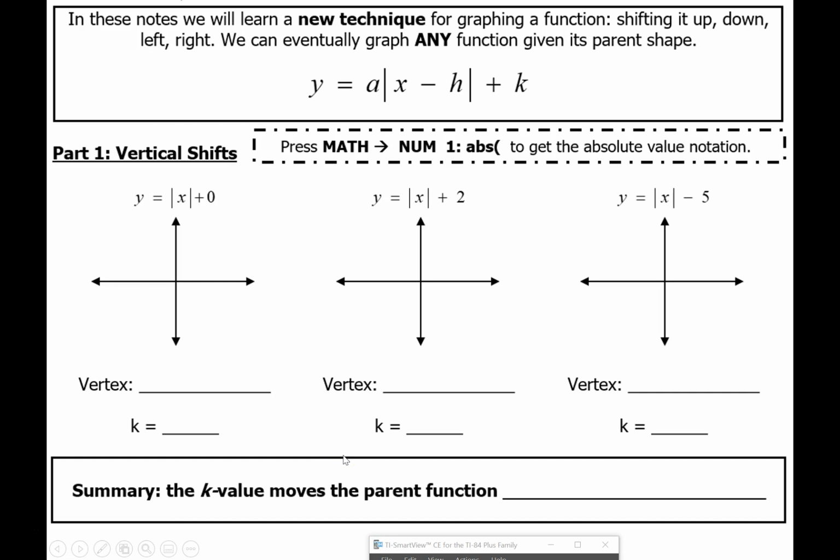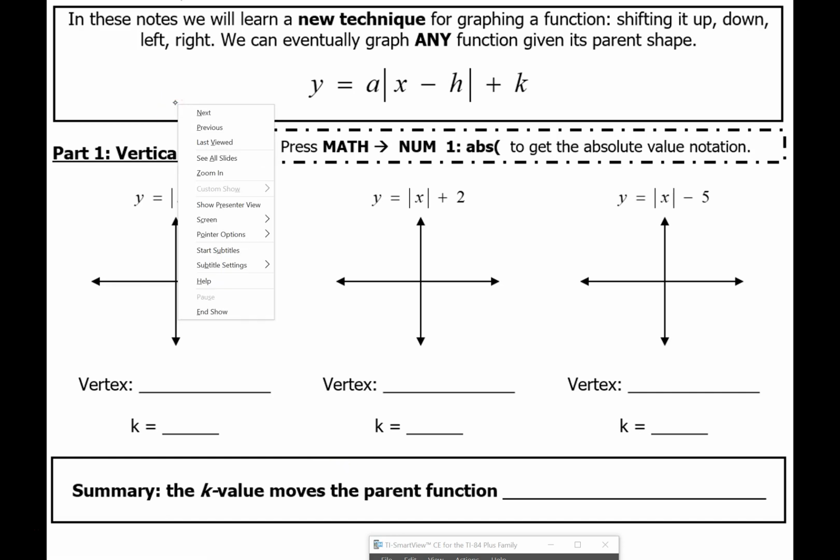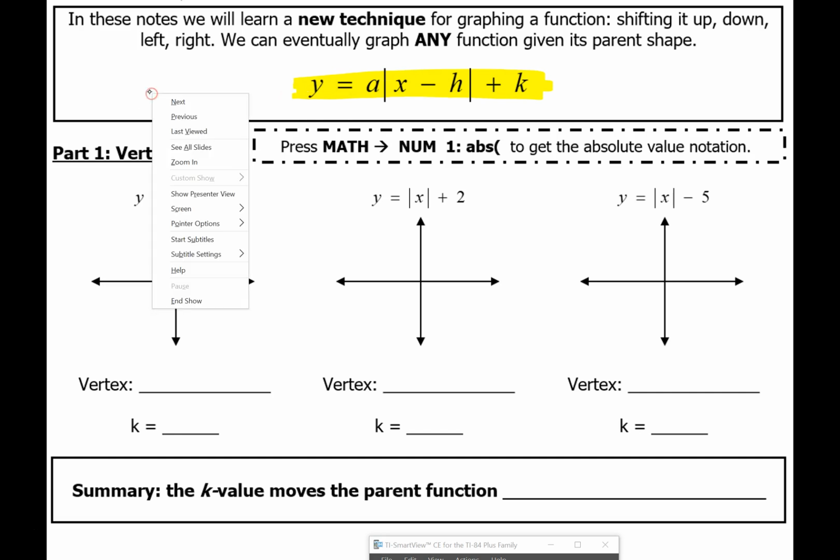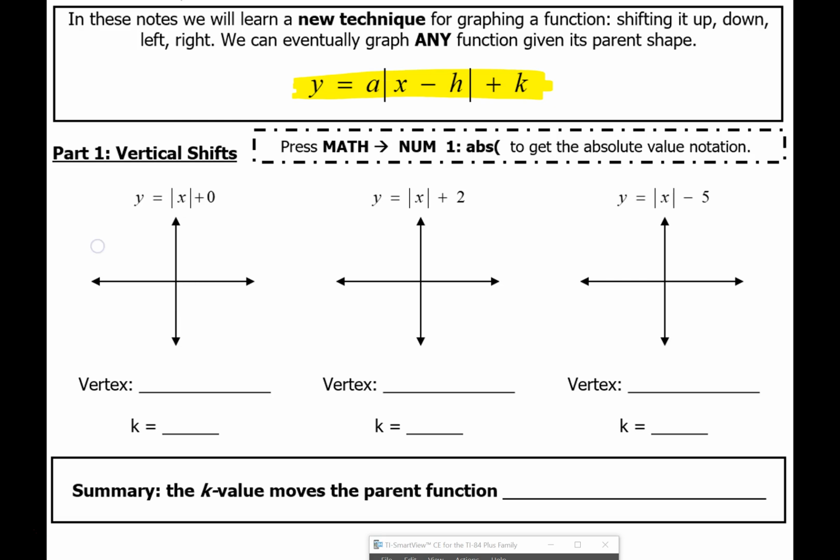First, I want you to be aware that there's this super helpful formula that it would be really good for you to get comfortable with. This is not a formula that's going to be provided for you, so it's one that I would memorize if I were you. You'll notice that there are our absolute value bars, and we have our x, and then there's all of this other stuff. There's the a value, the h value, and the k value. We're going to break down each one of these separately, and then we'll put them all together to graph some of the ones that have lots of changes in them.